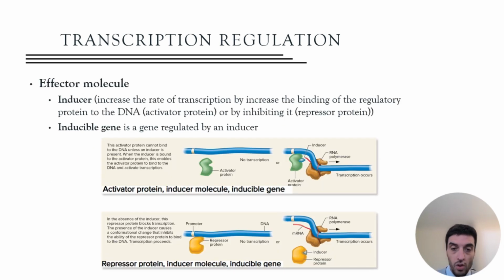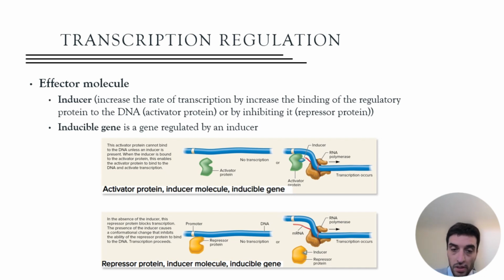Okay, so here's some examples. We can have an effector molecule that is an inducer. It means that it's going to increase the rate of transcription, and it can do so in two different ways. The first way is when it connects to the activator protein, and this activator protein is going to start the process of transcription. We call this a method of inducing the gene expression. Okay.